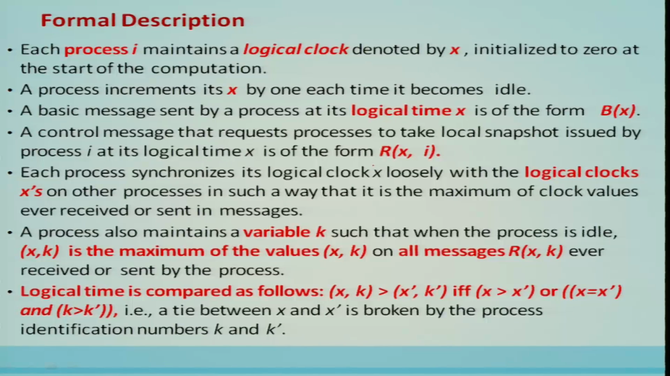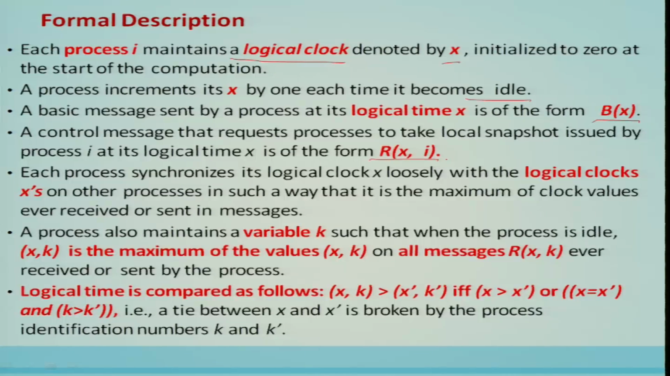So the formal description of this algorithm goes like this. Every process i maintains a logical clock, which is denoted by x, which is initialized to 0 at the start of the computation. A process increments its x by 1 each time it becomes idle. So the basic message sent by the process at its logical time x is represented by B(x). A control message that requests the processes to take the local snapshot, issued by a process i at a logical time x, is represented by R(x, i).